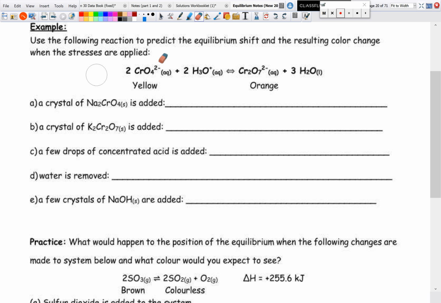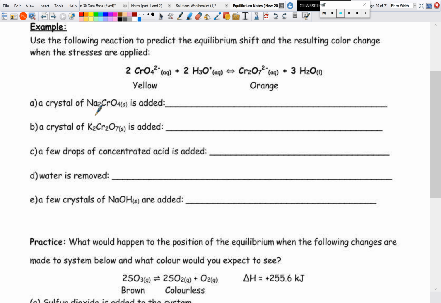So we have different scenarios here, A, B, C, D, and E, where we're doing a stress, and we have to figure out what the stress is. It's either going to be a change in concentration, a change in temperature, or a change in pressure or volume, and we're going to figure out which way the equilibrium is shifting.